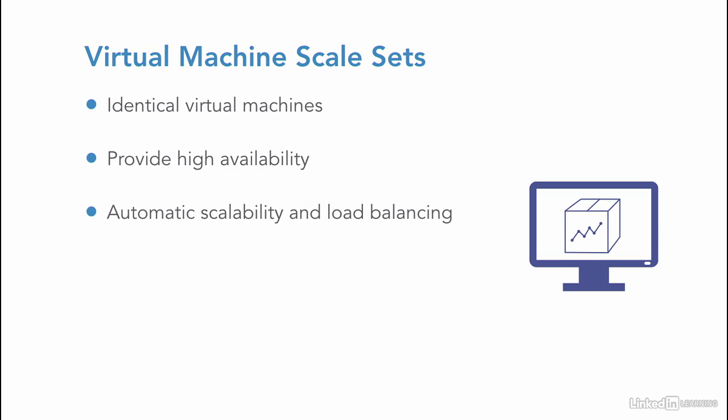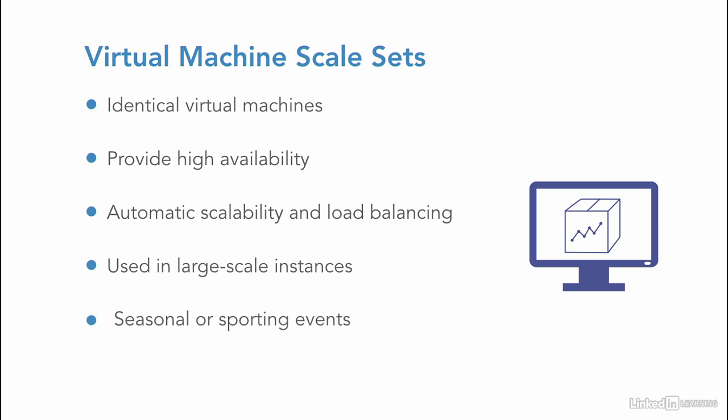We wouldn't normally use a virtual machine scale set in a small production environment, but we do use it in large-scale deployments. For example, if you have workloads that are seasonal, or maybe workloads that are dependent on something like a sporting event, a virtual machine scale set would meet your needs. Because seasonally, that workload would increase, but only for a couple weeks, or days, or even months of the year. And the scale set would accommodate that change.